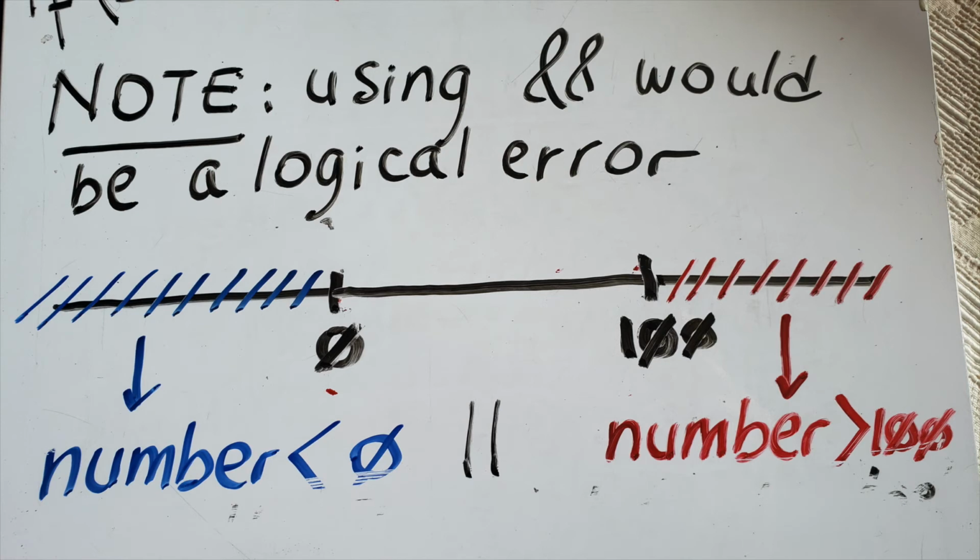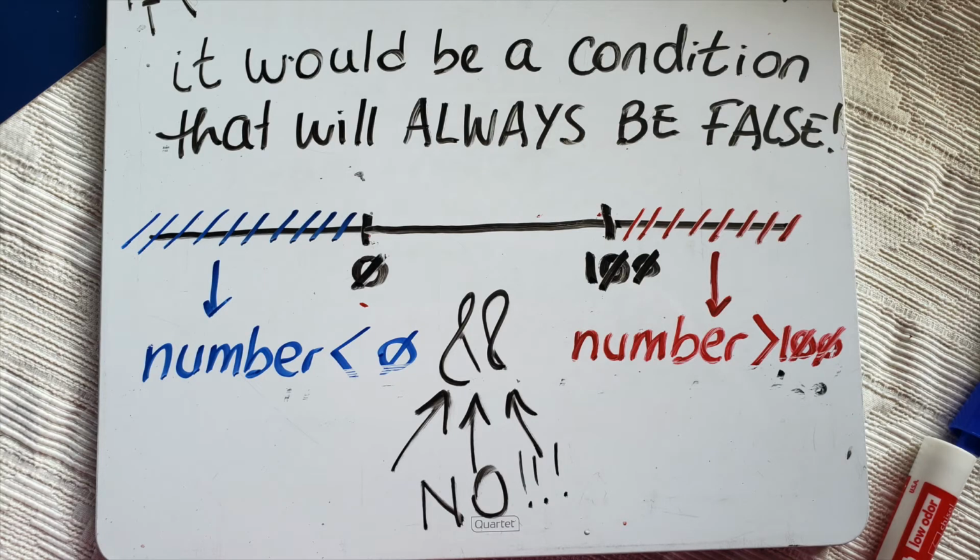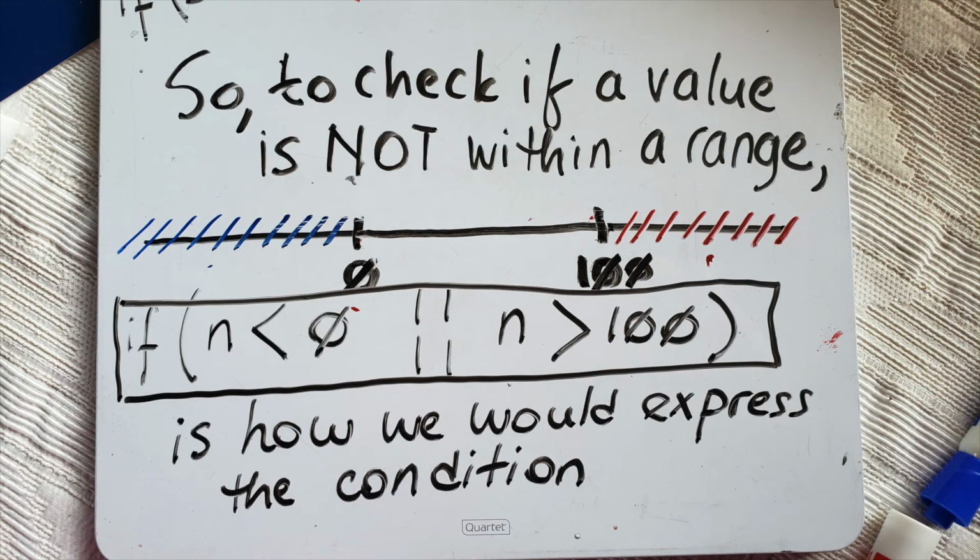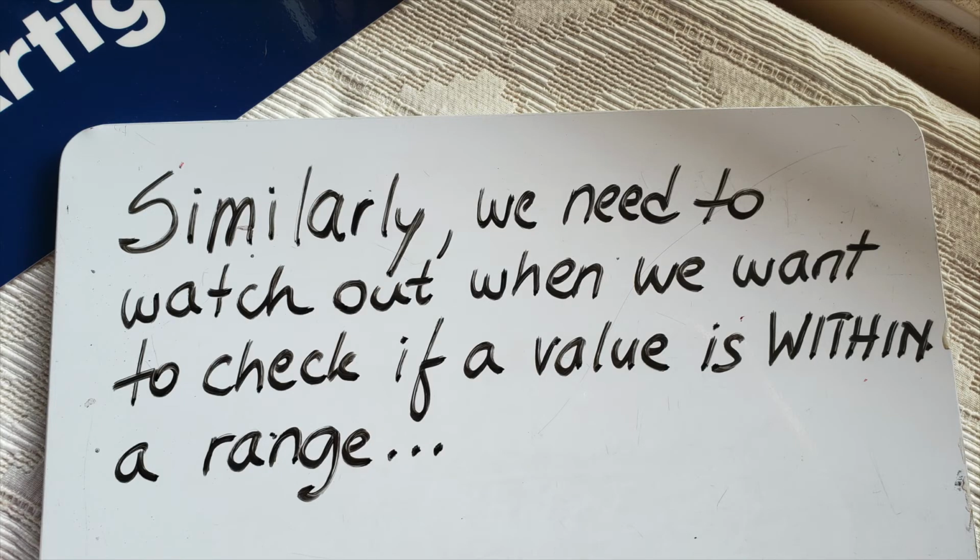Using AND would not be a syntax error, so the compiler is not going to identify it. It will be a logical error. So you need to make sure you understand this and you don't make this mistake. If we use AND, this condition will always be false because it's impossible for any value to be in the two areas at the same time. So we would spell it: if n is less than 0 or n is greater than 100.